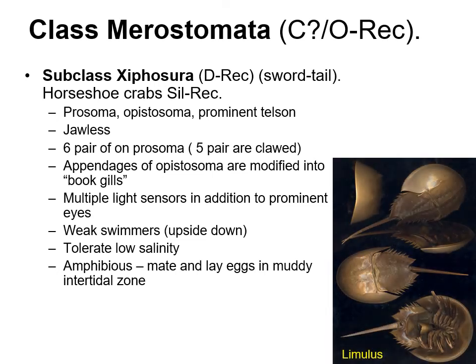So here is Limulus, the common horseshoe crab. When you look at the bottom side, you can see the book gills and the limbs and that prominent tail spine, the telson, sticking out of the back.